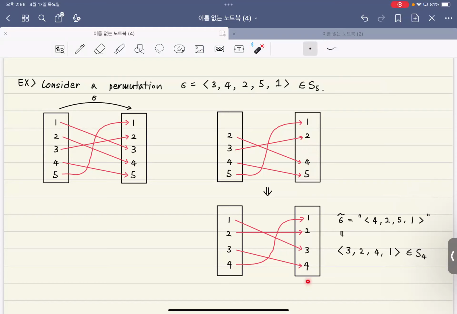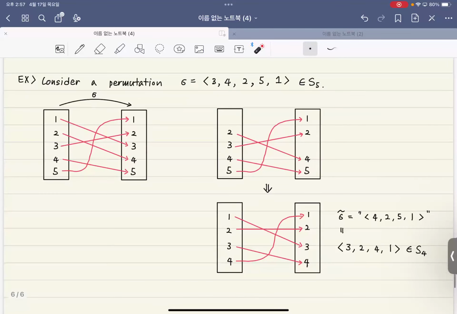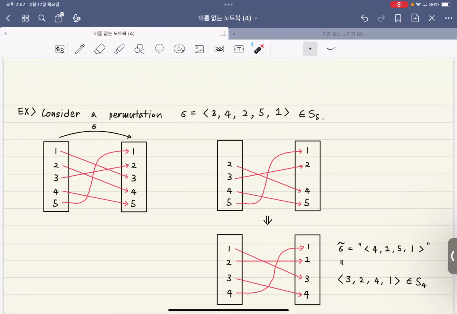So just the name changes, but nothing essential has actually changed. But by doing that, this now looks more like a 4-permutation. So 1 goes to 3, 2 goes to 2, 3 goes to 4, and 4 goes to 1. Now, why am I doing this? This has something to do with the inversion number.